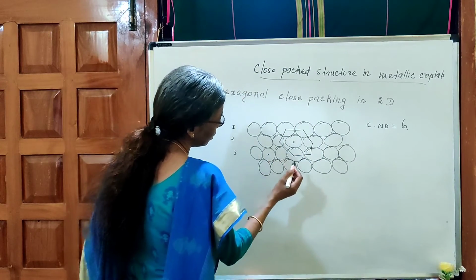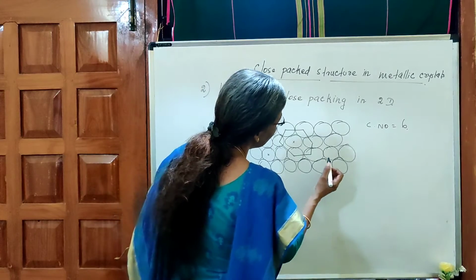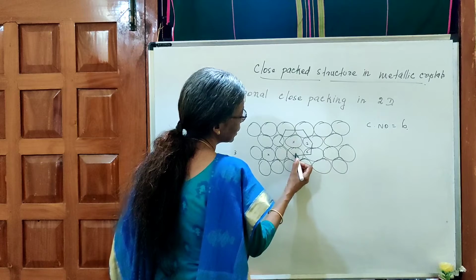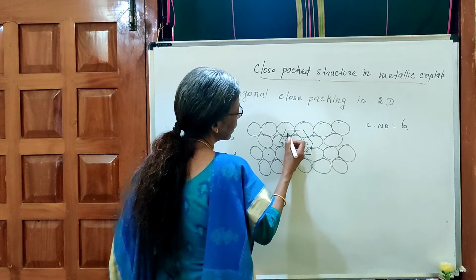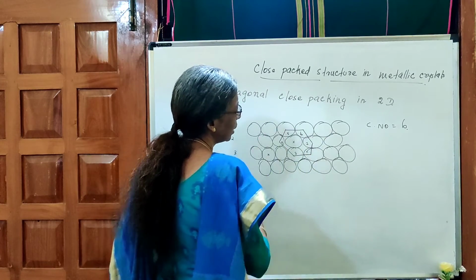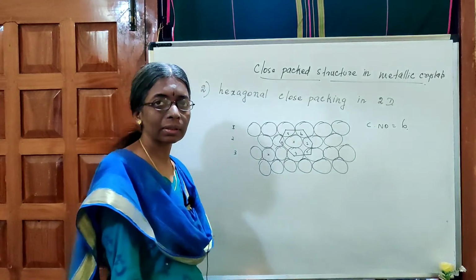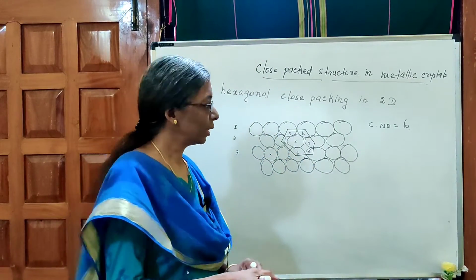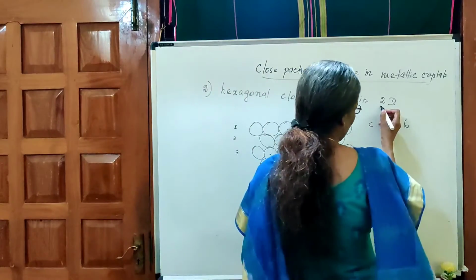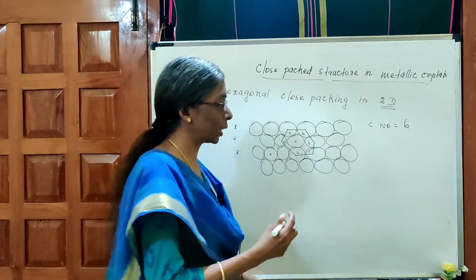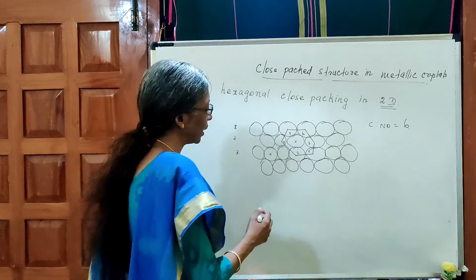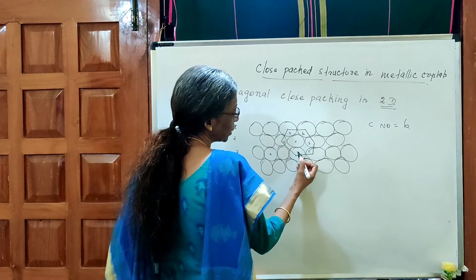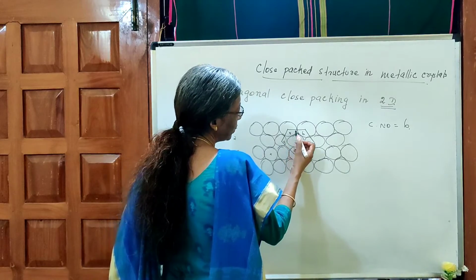Okay, you can take this one. Here is the coordination number. This is number 1, this is 2, this is 3, this is 4, this is 5, this is 6. So the coordination number is 6. Here we see hexagonal close packing in 2 dimensions, and the coordination number is 6. So see here, this is the one sphere, and 1, 2, 3, 4, 5, 6.